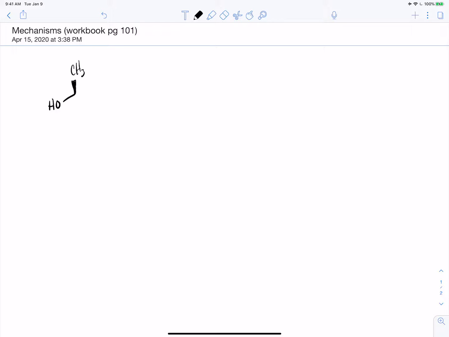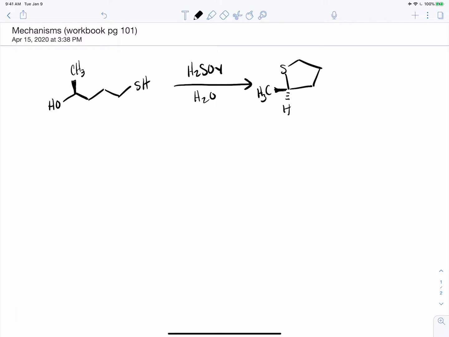we have a chiral molecule. It looks like we're starting out with something that is enantiomerically pure. And then we're subjecting that to sulfuric acid in water. And what we're getting out, these little rings. And you'll note that the rings are not enantiomerically pure. And that is telling about what the mechanism is.